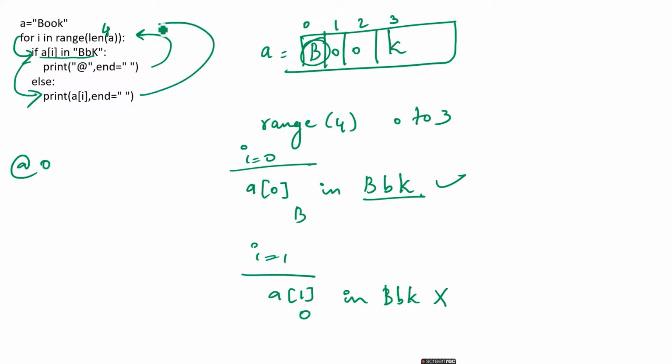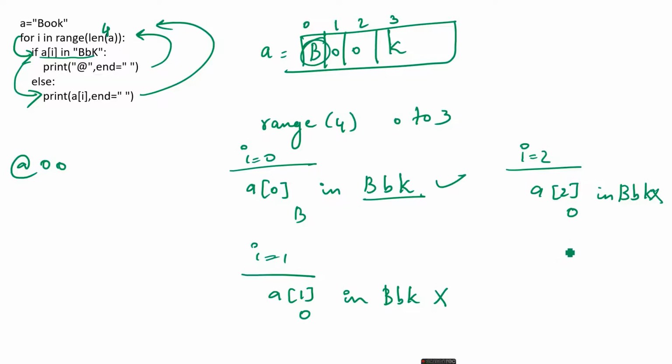Again, we'll go back to the loop. Next value of I will be 2. Then we will check if A of I, means A of 2, is in B, B, K. That is also O. Condition false. We'll come to the else part, print A of I. O is printed and then a space. Again, we will go back to the loop.